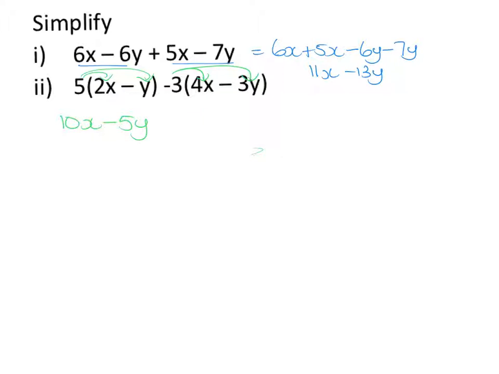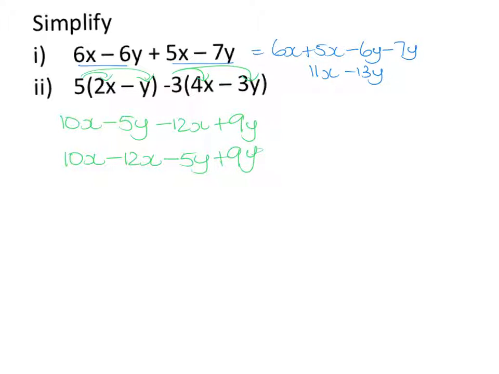So minus 3 by 4 is minus 12x. And minus 3 by minus 3y gives us positive 9y. And we move it around with the signs. So 10x, and we bring the minus 12x. And then we have minus 5y plus 9y. Remember, the numbers must move with their signs.